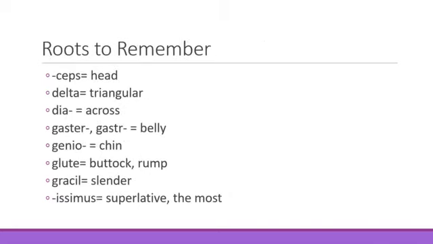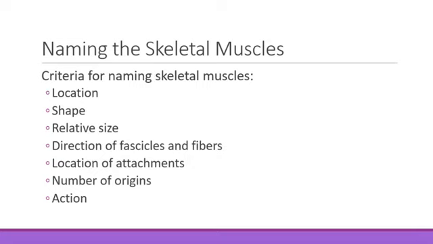Another criteria for naming muscles includes the number of origins. So in the arm again, we have biceps. Bi means two. So biceps implies that it has two heads. Triceps has three heads, and quadriceps has four heads. So the name of the number of origins is in the number. So for example, biceps brachii has two origins. Triceps has three origins, and so forth.